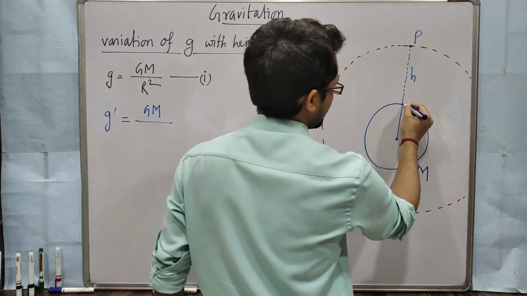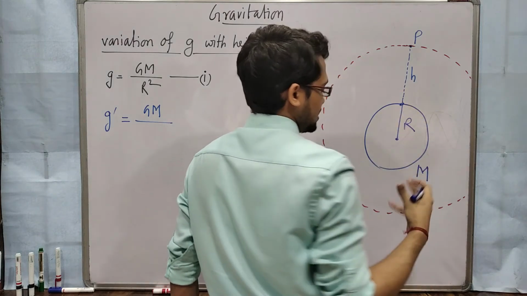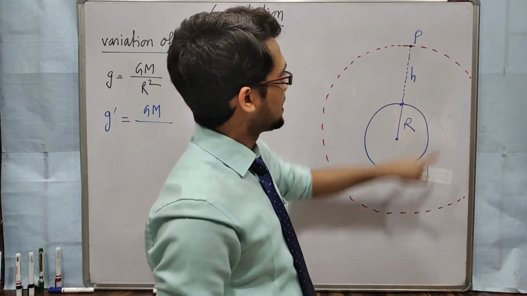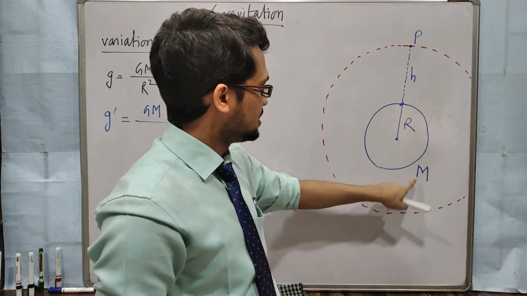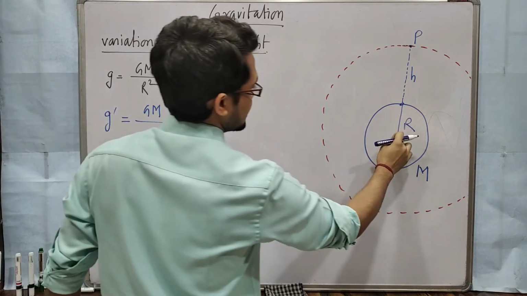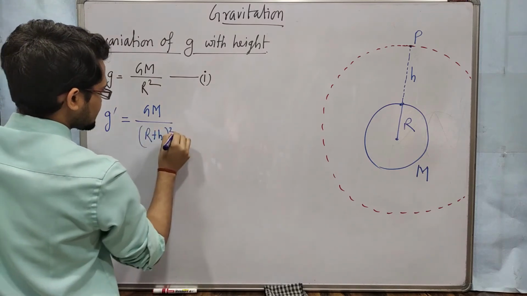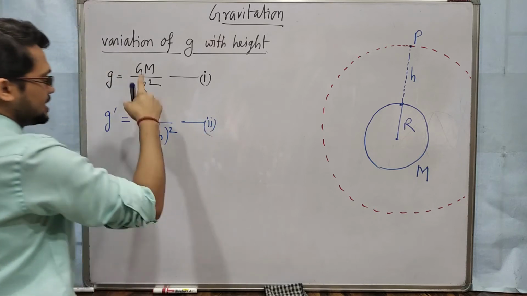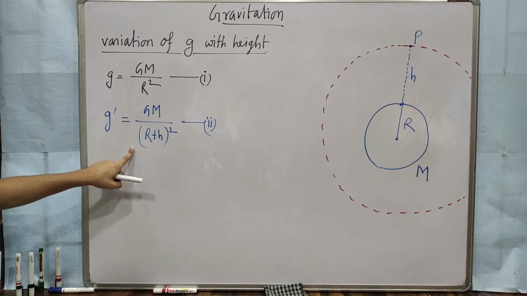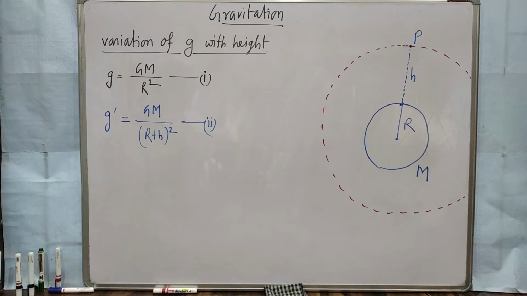When we were taking the point on the surface, we had drawn a sphere, and that sphere takes this amount of mass. And this dotted sphere also takes this amount of mass. But the denominator part will change. Here the denominator will be (R plus h) whole square. This is equation number 2. So look at these two equations. Here GM is the same, only the denominator part is different. With height this part is increasing, so g prime will decrease.